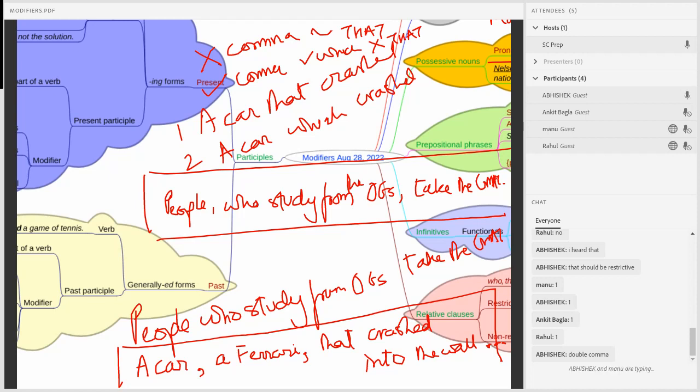So here, "a Ferrari" describes a car. It is between a pair of commas. Very good. It is not a single comma, this is a pair of commas.